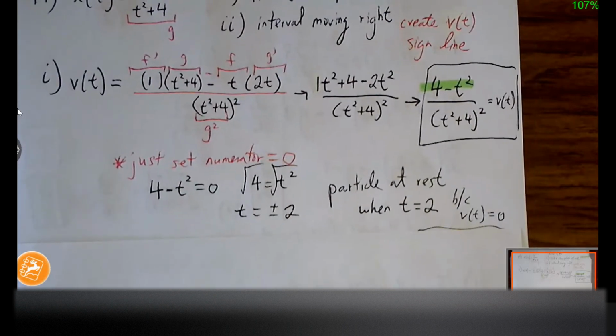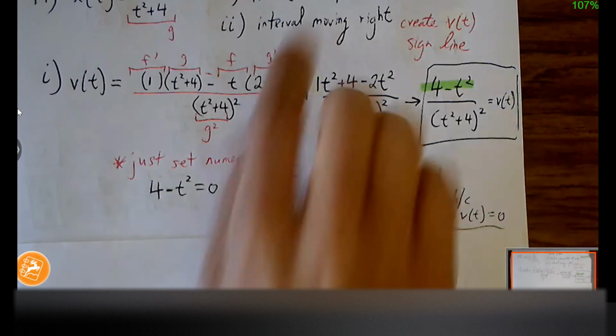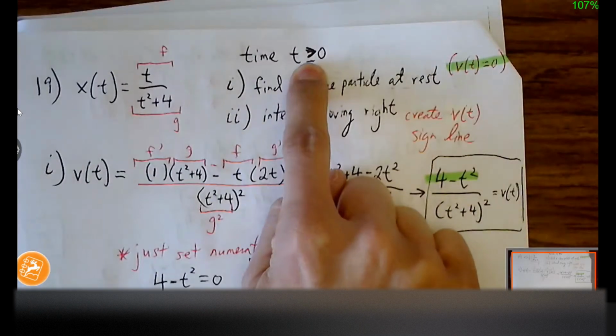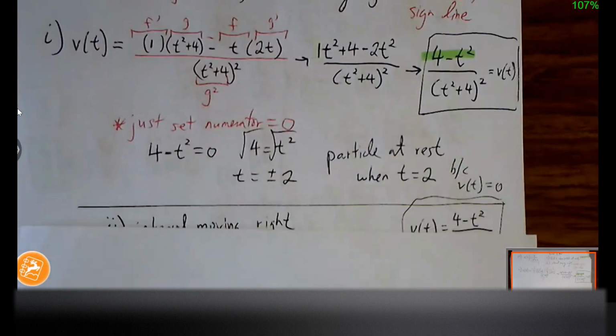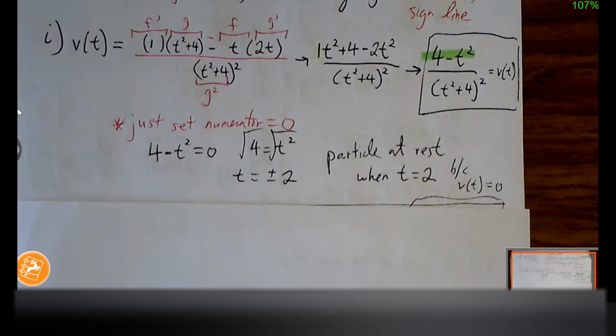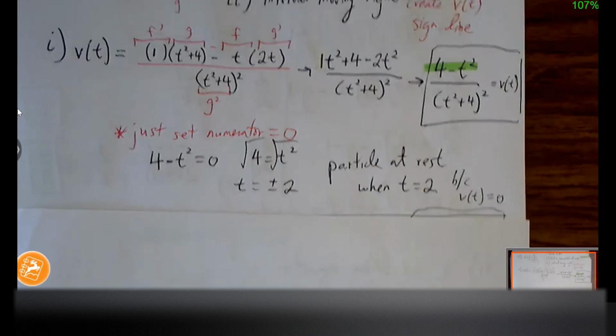So if I set 4 minus t squared equal to 0, I get plus or minus 2. But it's already established at the beginning that we're dealing with a domain of 0 and greater. So negative is out. We only have positive 2 as a valid answer. So the particle is at rest when t equals 2 because velocity is 0.